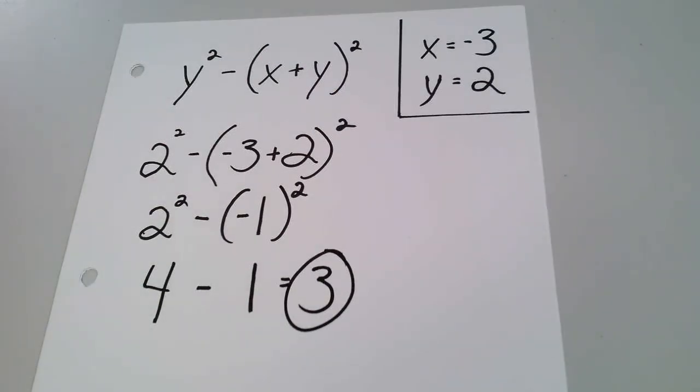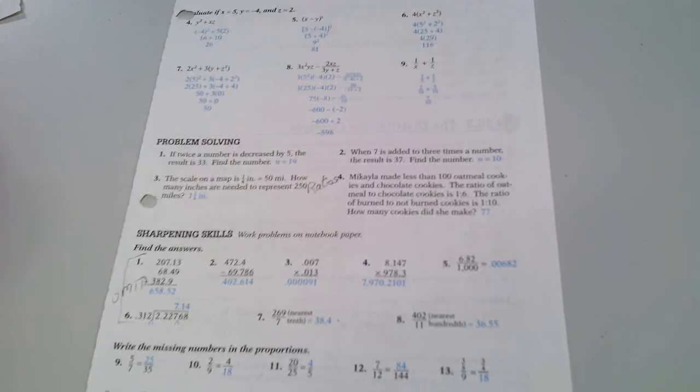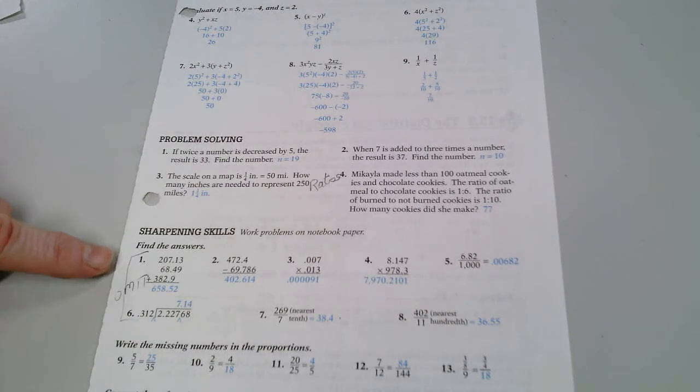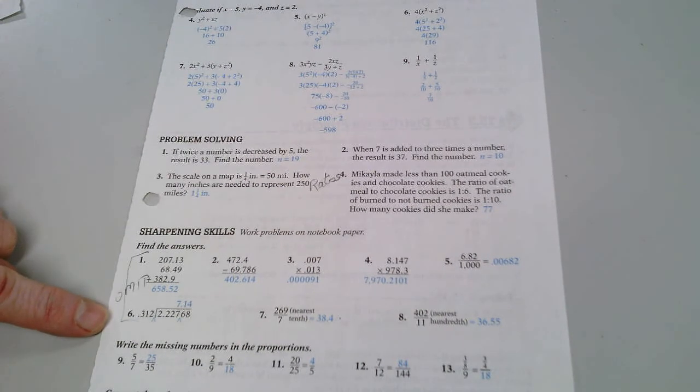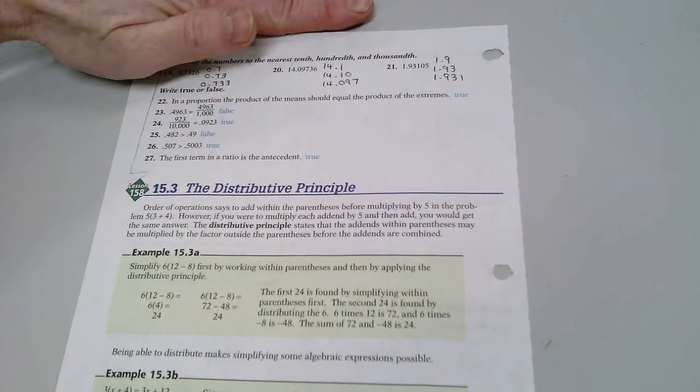For today's lesson, 157. You may cross off on page 371. You may cross off questions 1 to 8 in sharpening skills, being really generous here. And you may also cross off on page 372. I'll let you cross off everything there, so you don't have to do anything on that page.